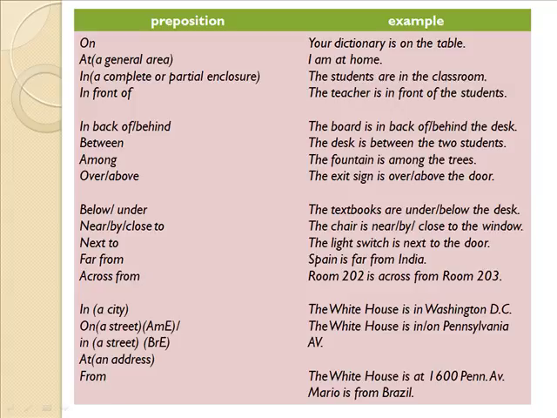In. If you're going to talk about a city, you have to use in. The White House is in Washington, D.C. If you're going to talk about a street, you have to use in, if you're going to speak American English. The White House is in Pennsylvania Avenue.